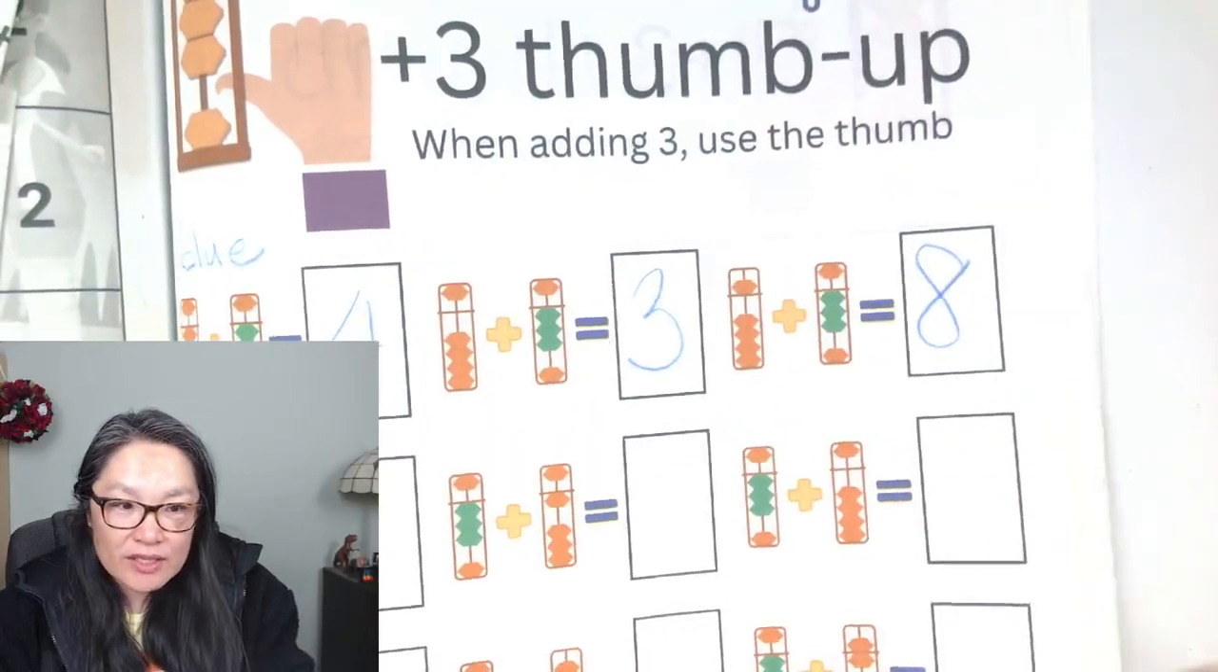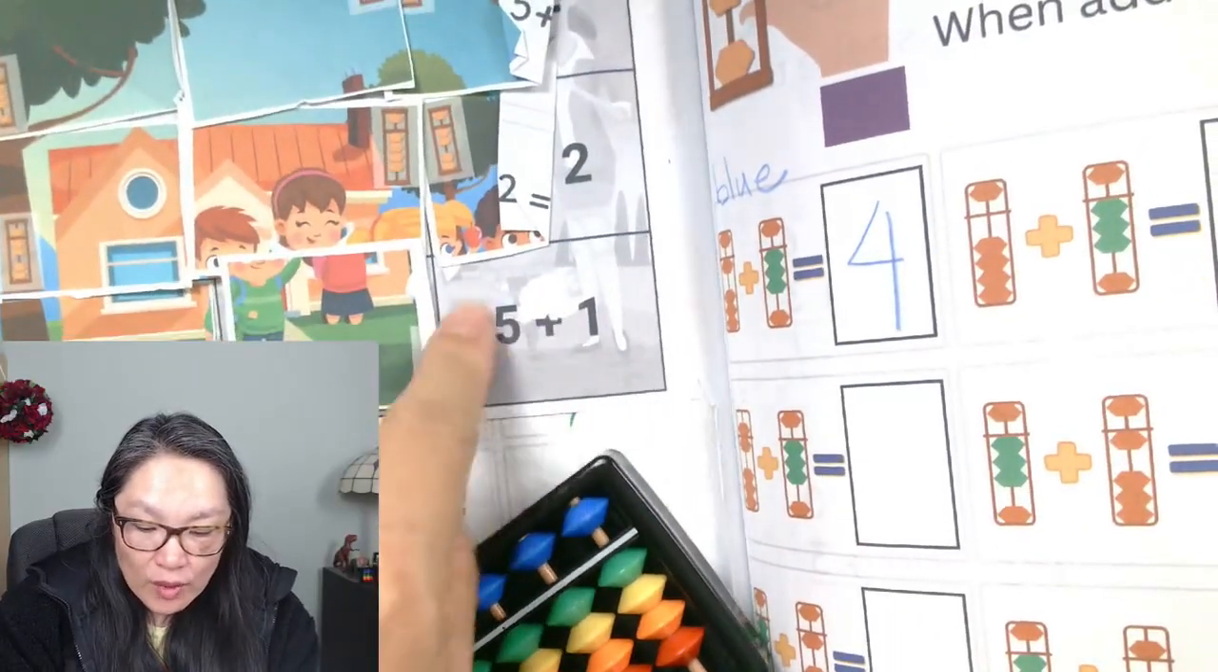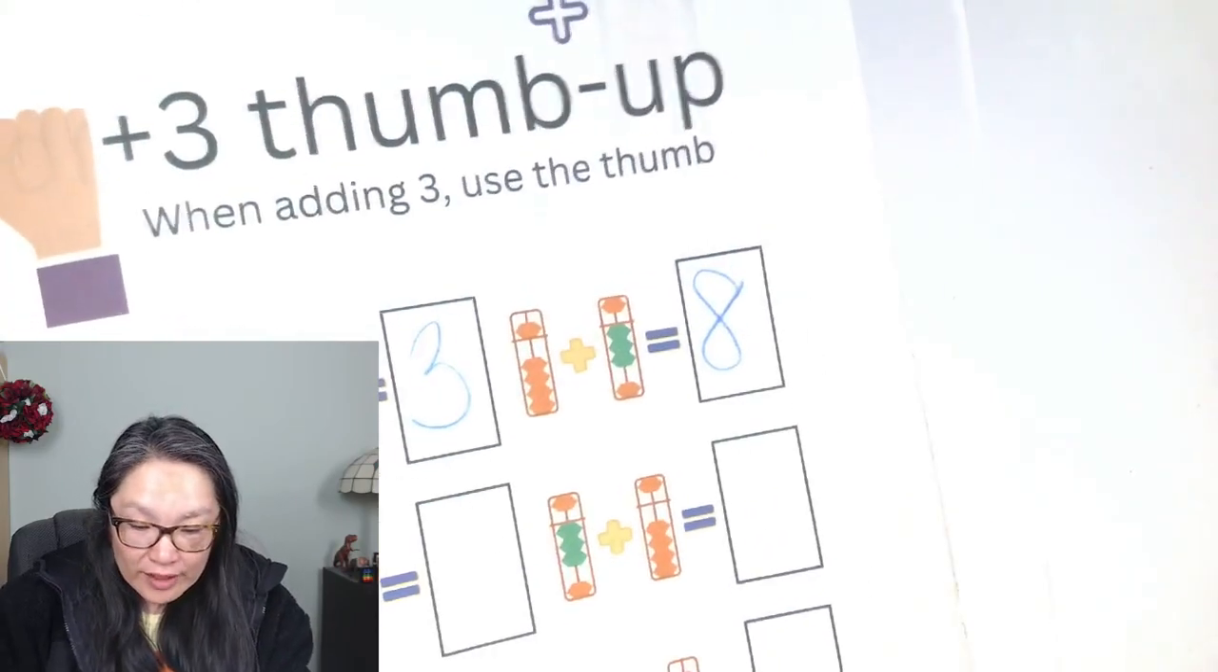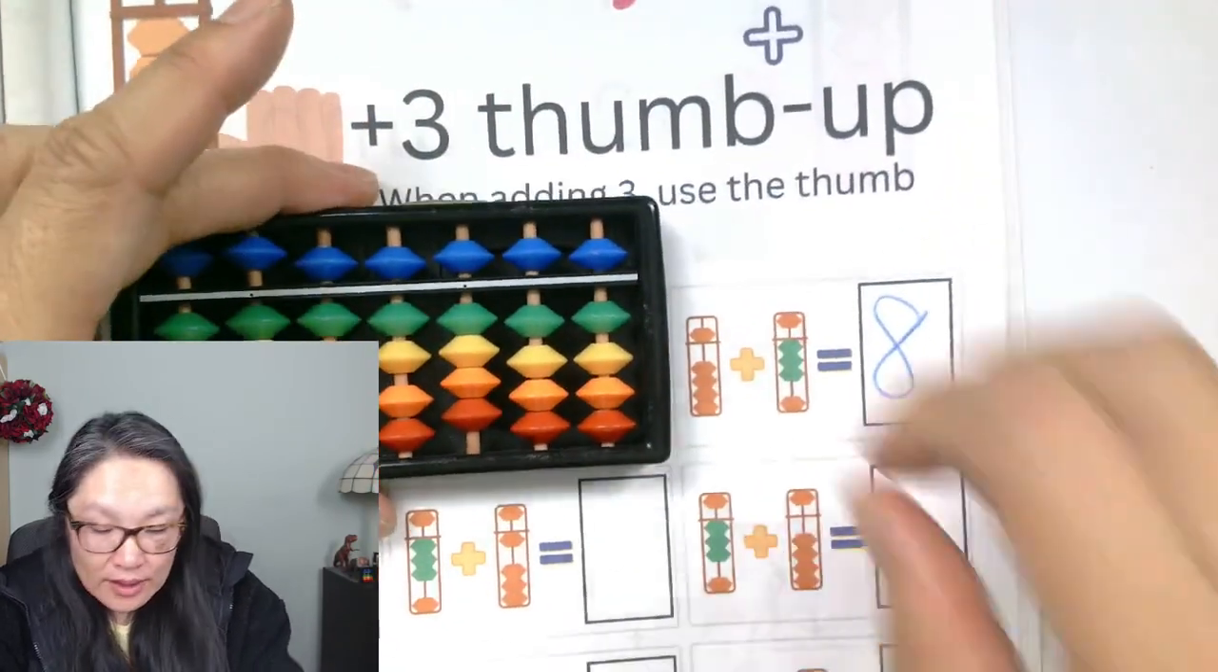So this one specifically has a little bit more activities because I wanted to get them more engaged. You answer the question here and then you find the answer on the puzzle piece. And then we have 3. When we add 3, it's the same thing.